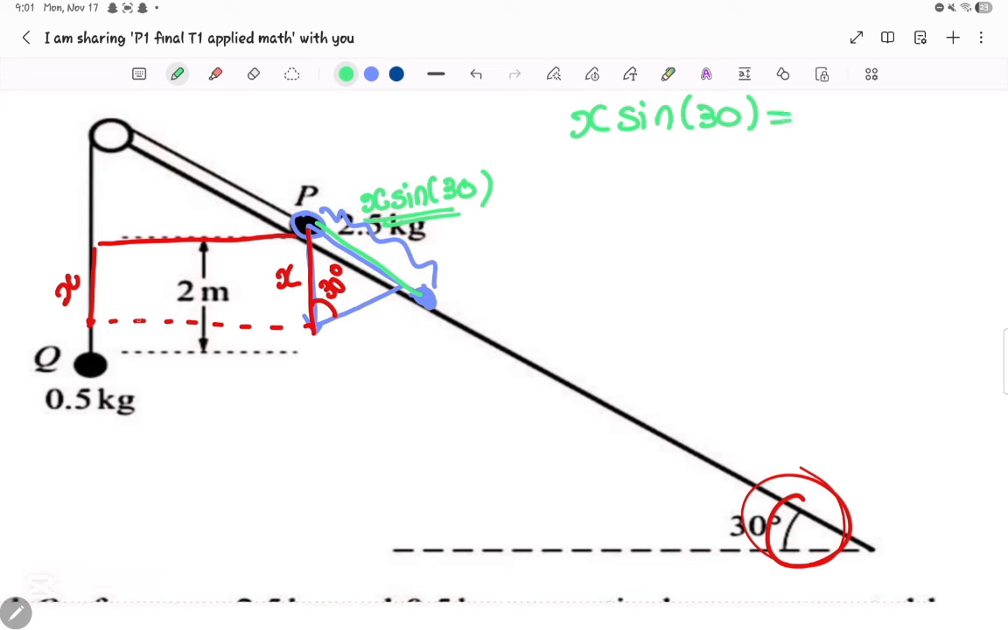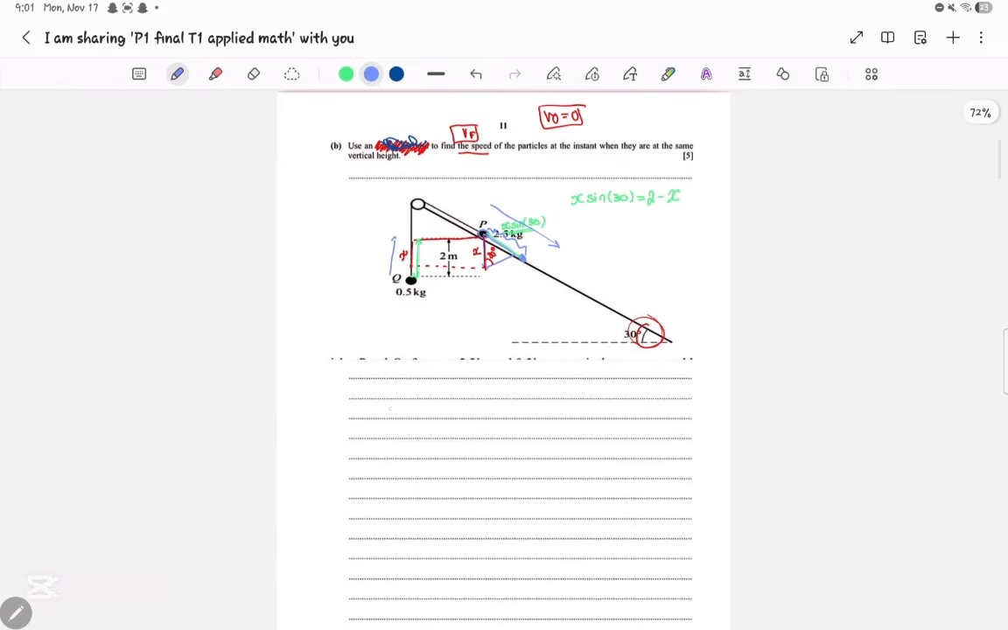Now this distance that P travels, X sine 30, is equal to the whole thing over here, which is 2 minus X. Why exactly? Because the movement upward is equal to the movement downward. However P moves downward is going to be the same as however Q moves upward. So X sine 30 equals 2 minus X. After solving, you will get X to be 4 over 3.